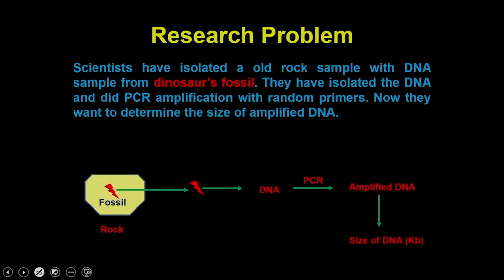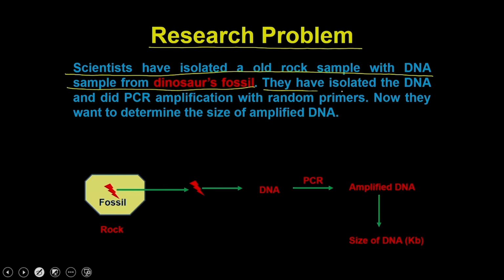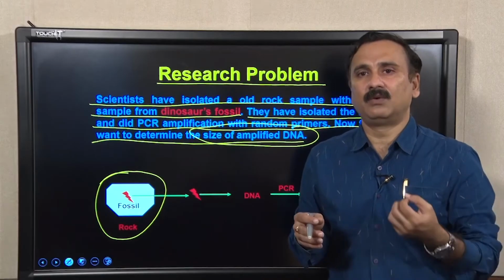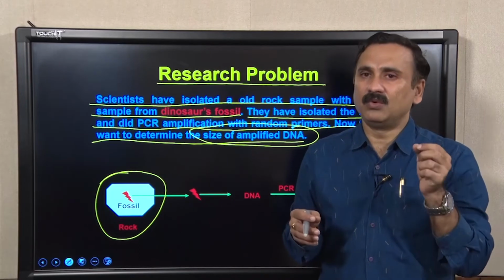So, let us see, this is the old research problem, where the scientists have isolated an old rock sample with a DNA sample from a dinosaur. They have isolated the DNA and did the PCR amplification with random primers. Now they want to determine the size of the amplified DNA. If you remember, while we were discussing electrophoresis, we took this problem. The problem is that the scientists have discovered a rock sample where they found a dinosaur fossil, and when they extracted this dinosaur fossil, they were able to get some amount of DNA as well.